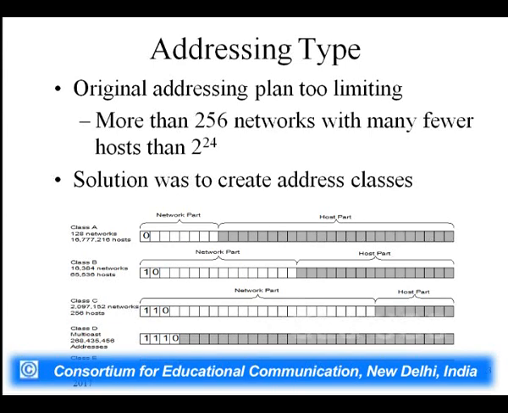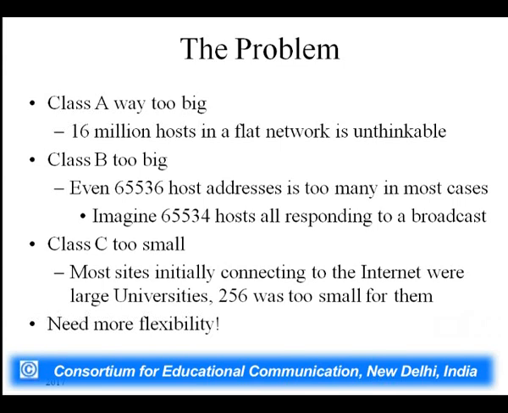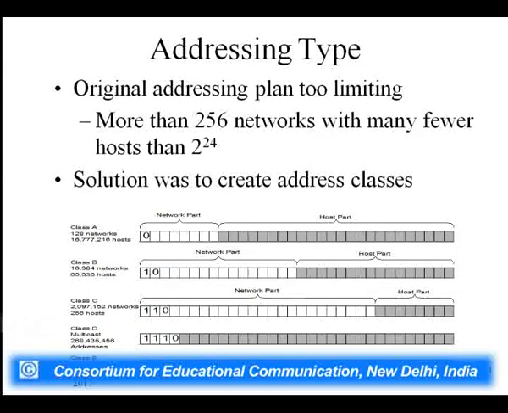But that means, before I explain that, look at this. Based on that, what you can say is that if I say the network part is only the first 8 bits and the remaining 24 bits are the host part, then I can have a small number of networks, that is 256 networks, and the number of hosts on a network is too large, that is 2^24.